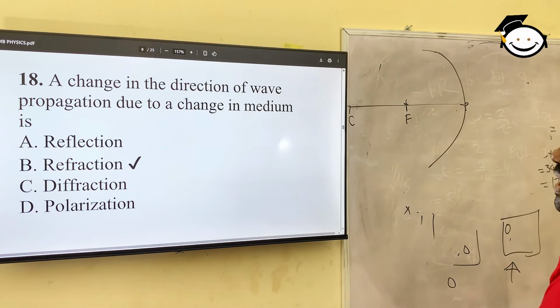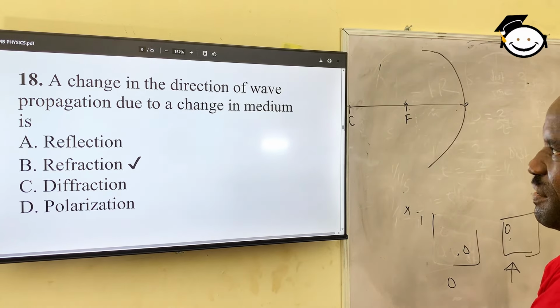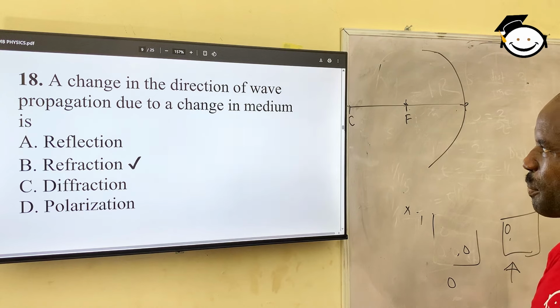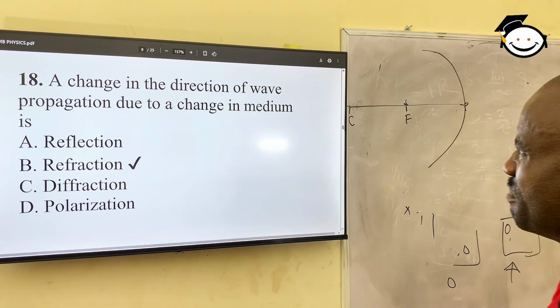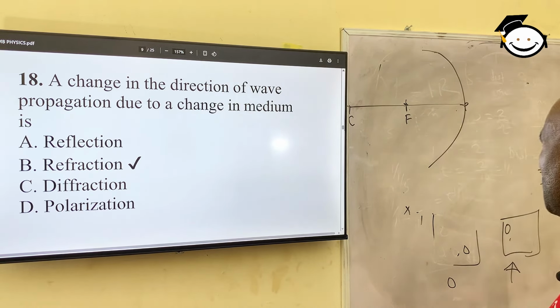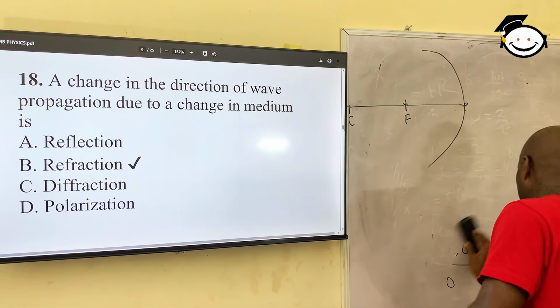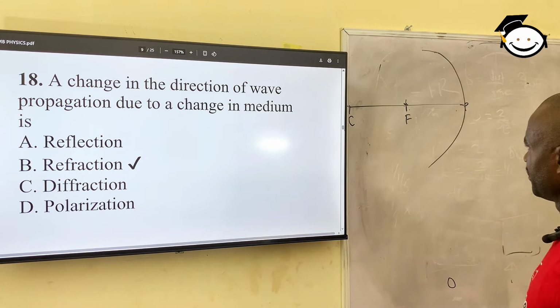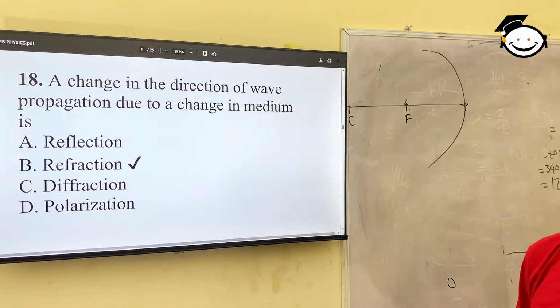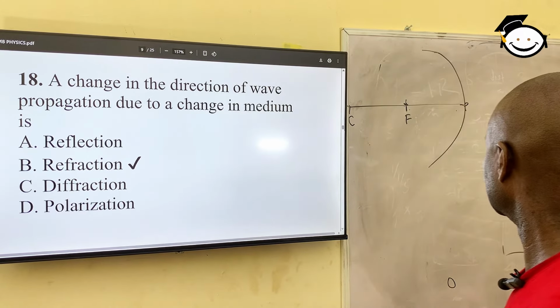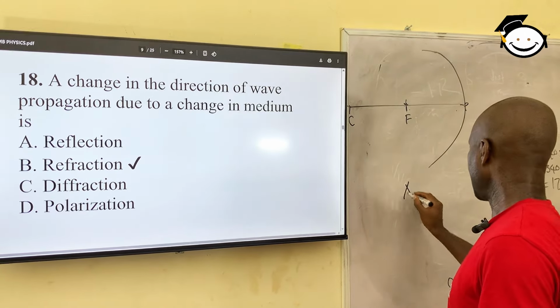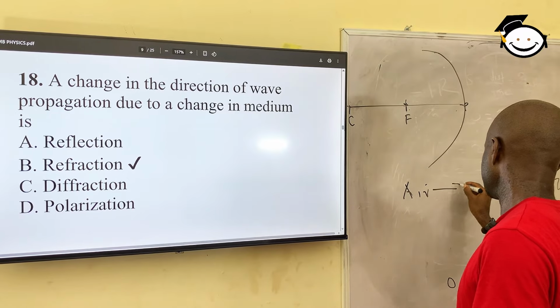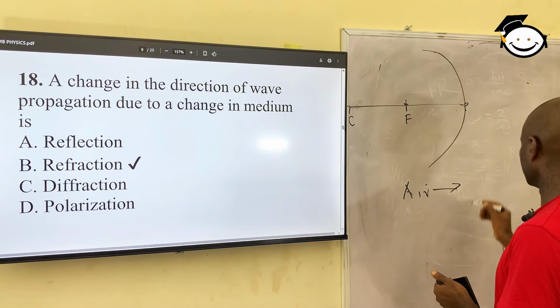Question 18. A change in direction of wave propagation due to a change in medium. You know, when a wave moves from one medium to the other, probably from a less dense medium to a denser one, maybe from air to glass, you know, glass.